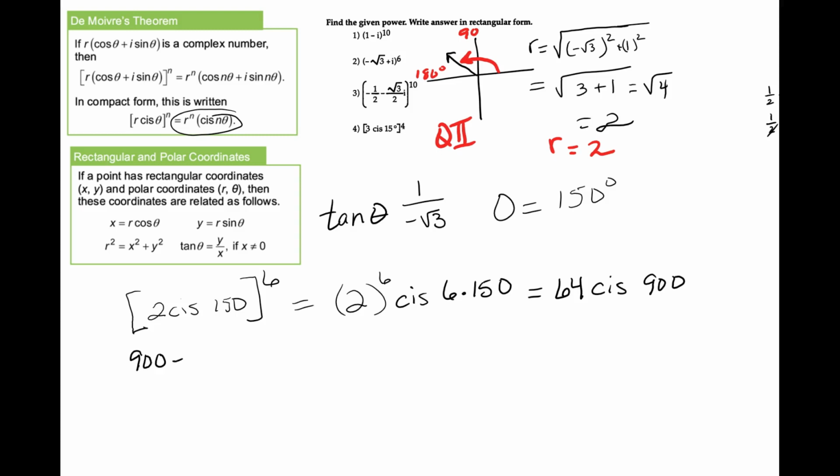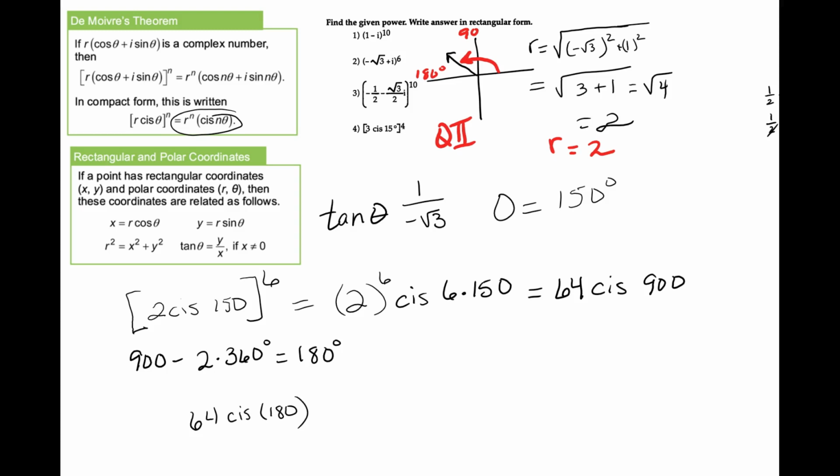And now again, we've got to find a coterminal angle. 900 minus the smallest positive coterminal would be 2 rotations of 360. And that will give us 180 degrees. And so this one we know is going to work out nicely, because 180 is one of those things on the unit circle that's real easy to figure out. But don't worry, we'll still look at the unit circle, not to worry. So we're going to have 64 cis of 180.